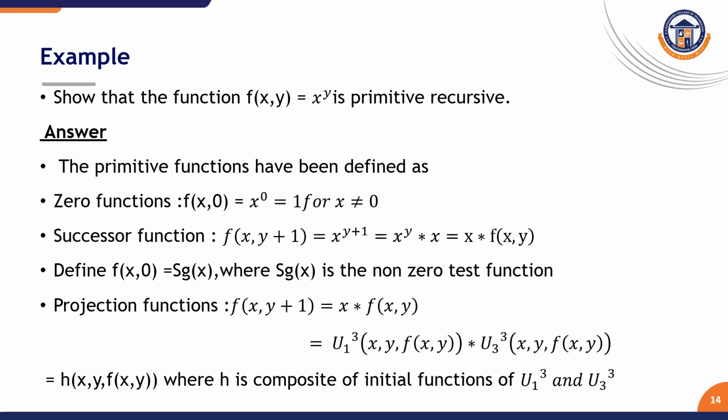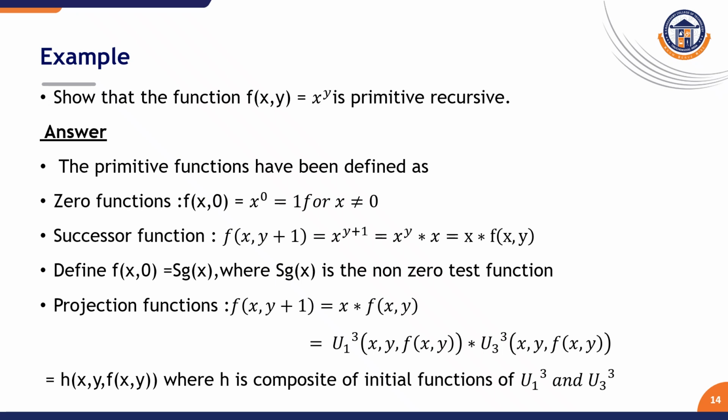Now let us see one example. Show that the function f of x comma y equal to x power y is primitive recursive. The primitive functions have been defined as the zero function, f of x comma 0, so that is x power 0, that is equal to 1 for x not equal to 0. Next, we can calculate the successor function, that can be written as f of x comma y plus 1, that is equal to x power y plus 1, that is equal to x power y star x, that is equal to x star f of x comma y.